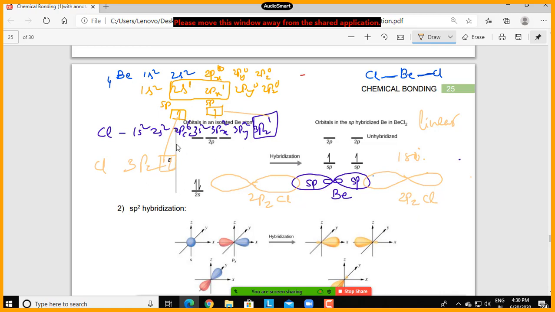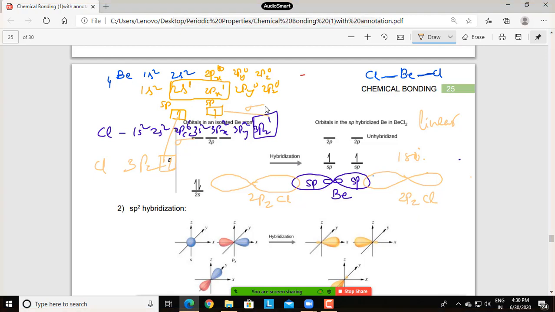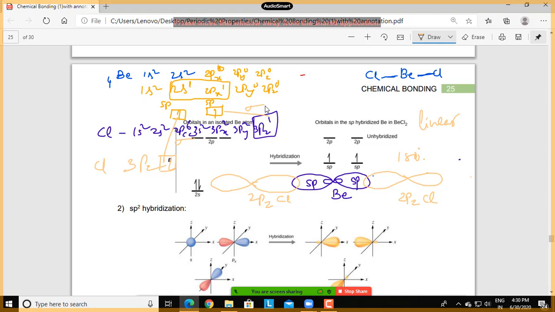Okay sir. So is this hybridization applicable only if the octet is complete, or is it applicable for all? It is applicable for all, including octet complete and also not complete.